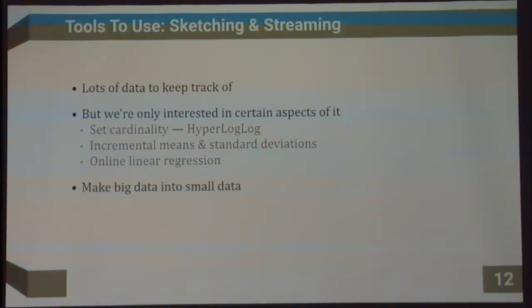Another tool I'll be using is collecting incremental statistics on normal distributions, Gaussian distributions. That's incrementally calculating means and standard deviations over sets of numbers. And the final tool I'll make a lot of use of is online linear regression, which we'll see more about in a little while. All this has the result of being able to turn big data into small data. I don't need to keep all the net flows around, I just need to keep the summaries around.